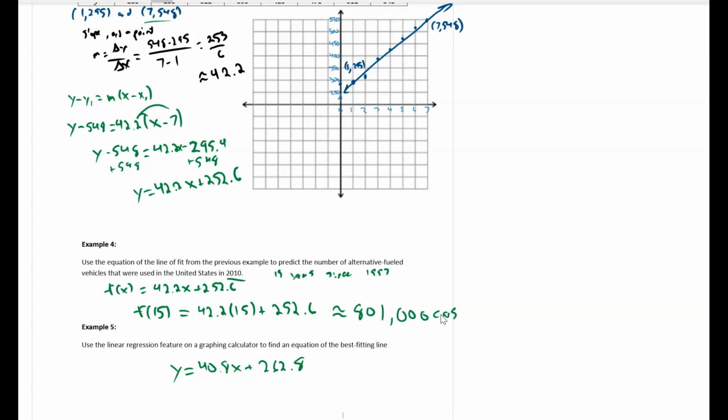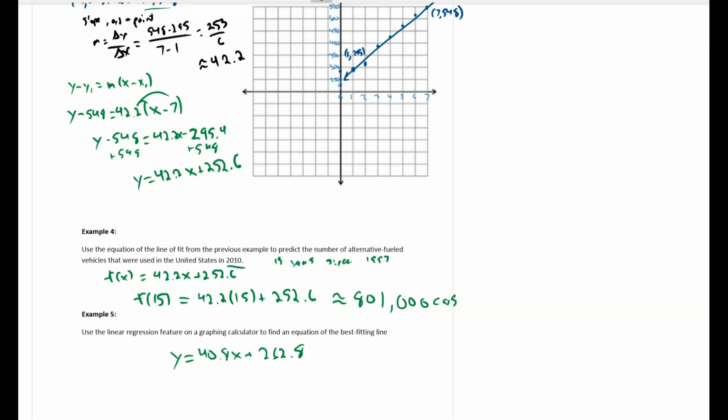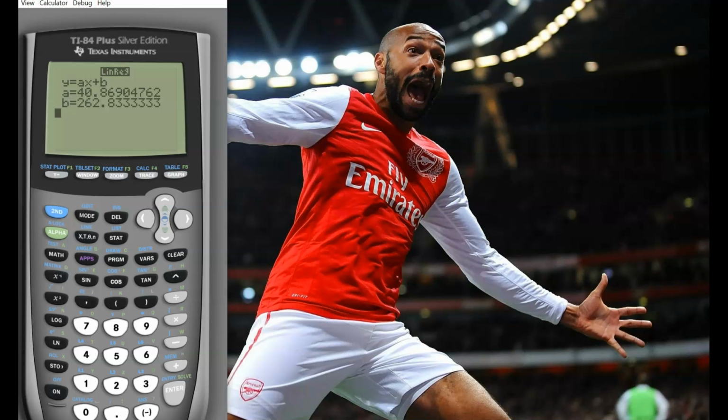Okay, now in the future, we did just talk about our R value, our correlation coefficient, which tells us how strongly positively correlated or how strongly negatively correlated something is. You can use your calculator to actually find that value. Now, mine didn't give it to me, and yours probably doesn't either unless you do this.